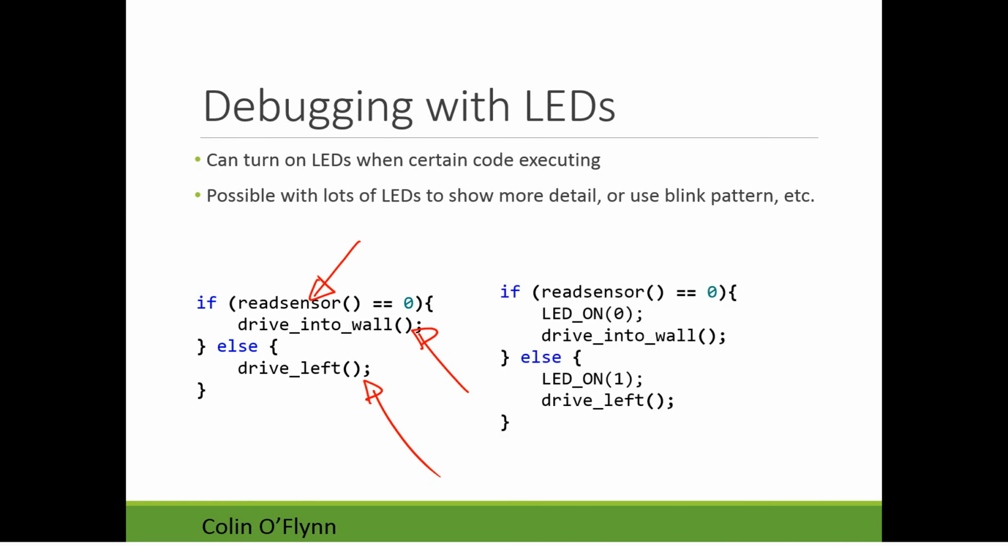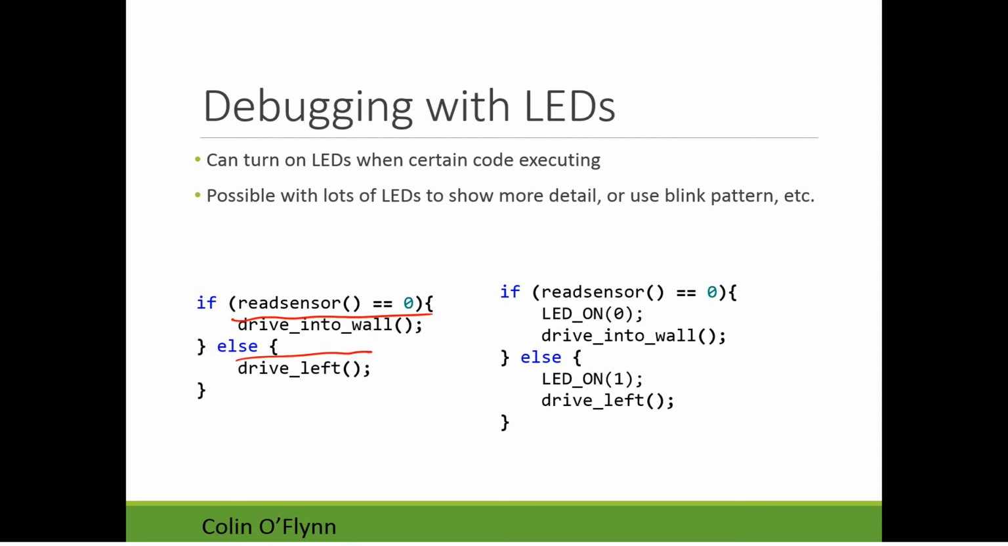And with LEDs, the easiest way to do this is you physically add some LEDs to your board that you can turn on or off. And we simply turn them on or off at various parts in our code. So you see what I've done here is I've added, turn on this LED or turn on this LED. So obviously you want to make sure your LEDs work. But at this point, we can get an idea for where the code's executing.